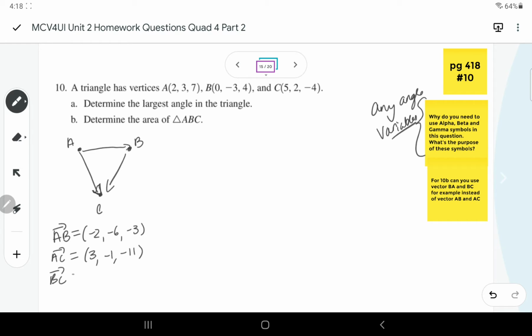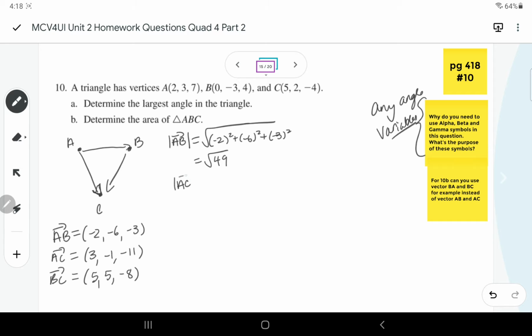And BC, 5, 5, and -8. So I think I've got those correct. And then I would want to find the magnitude of each. So I would say the magnitude of AB would be the square root of -2 squared plus -6 squared plus -3 squared. And that's 49, which of course we can take the square root of, but I'm just going to leave it as is for a minute because I really want to be able to compare here.